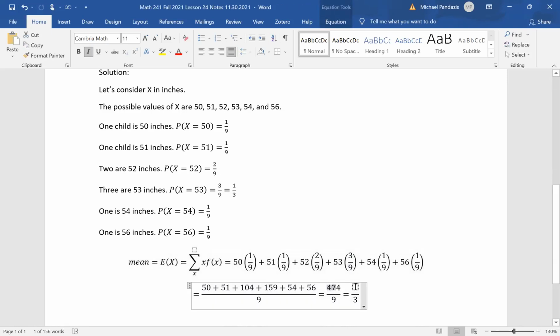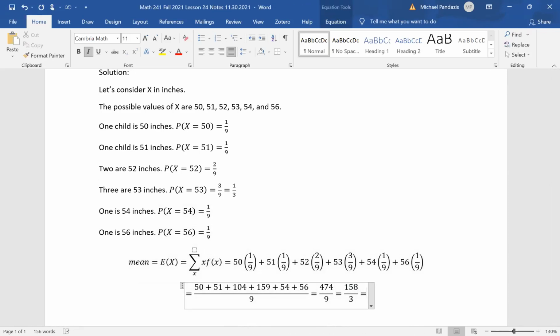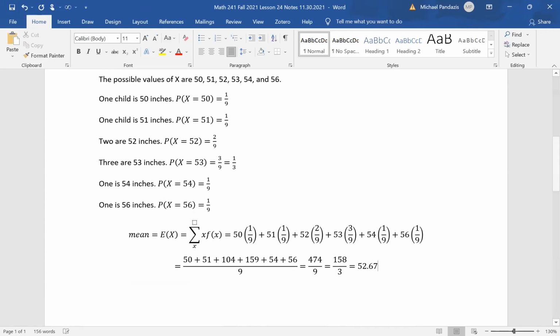Okay, so now I'm dividing numerator and denominator by 3. So it's 158 over 3. And that's in simplest form. So the mean is 158 over 3. If you want to write it as a decimal, you can write it as 52.67. Okay, so that's the mean, and then the variance.